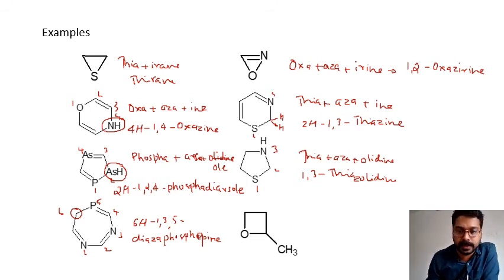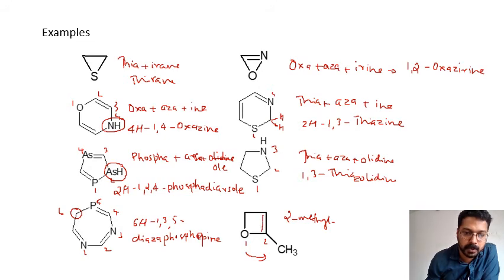If you write this one, the substitution will be in the lowest number. You can't go 1, 2, 3, 4. So this is the order of preference. So it will be 2-methyl. The name will be 2-methyl. Suppose, if there is a double bond over here, 2-methyl.